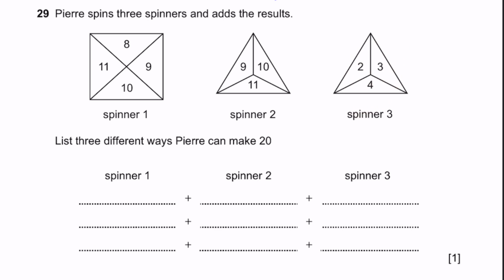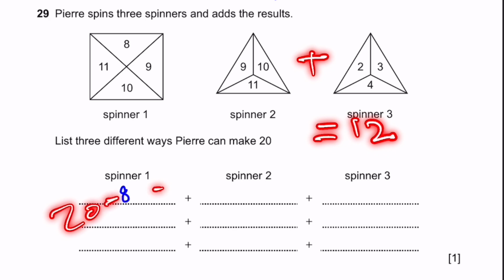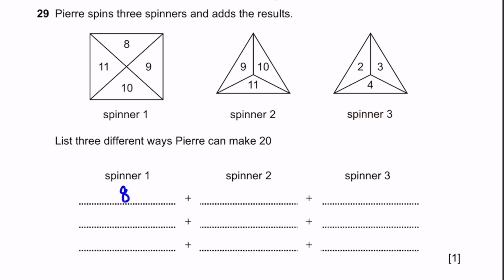So first let's try spinner 1 equals 8. That means spinner 2 plus spinner 3 must be 12, because 20 minus 8 is equal to 12. So which number combinations make 12? 9 plus 3, 10 plus 2. So already we have 2 combinations. 8 plus 9 plus 3, and 8 plus 10 plus 2.